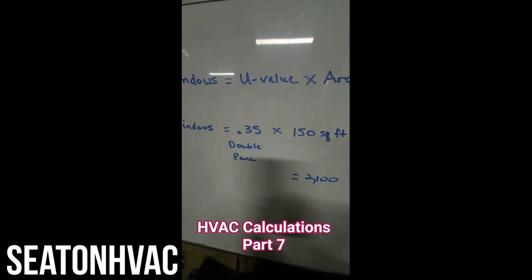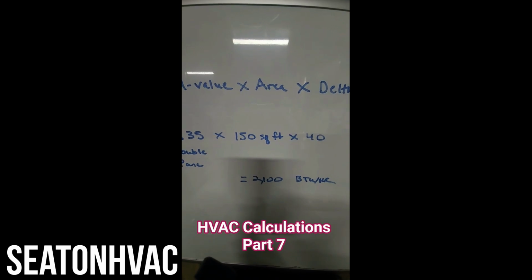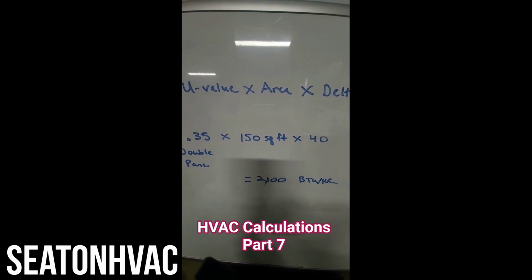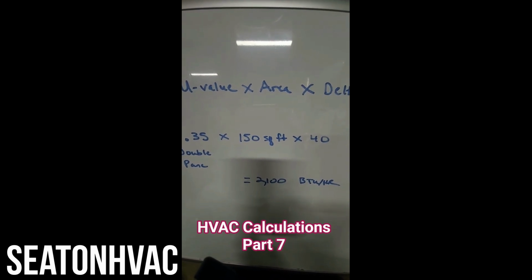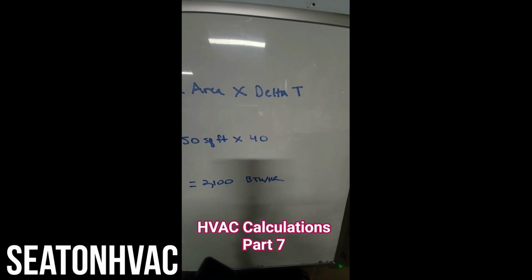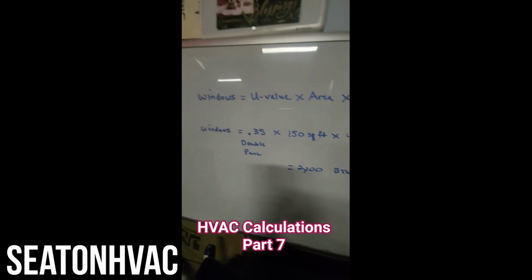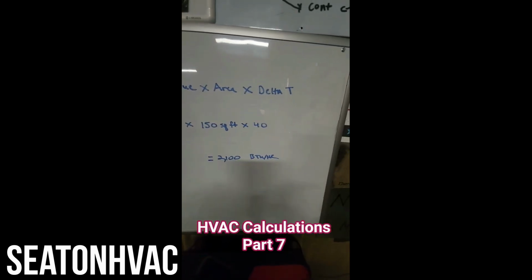So we have double pane windows, which have a 0.35 U value, times 150 square foot of windows. So basically what's equivalent to 15 times 10 feet of windows, times a 40-degree temperature difference between inside and out, equals 2,100 BTUs per hour. You can do this all on paper. It's really easy to do.